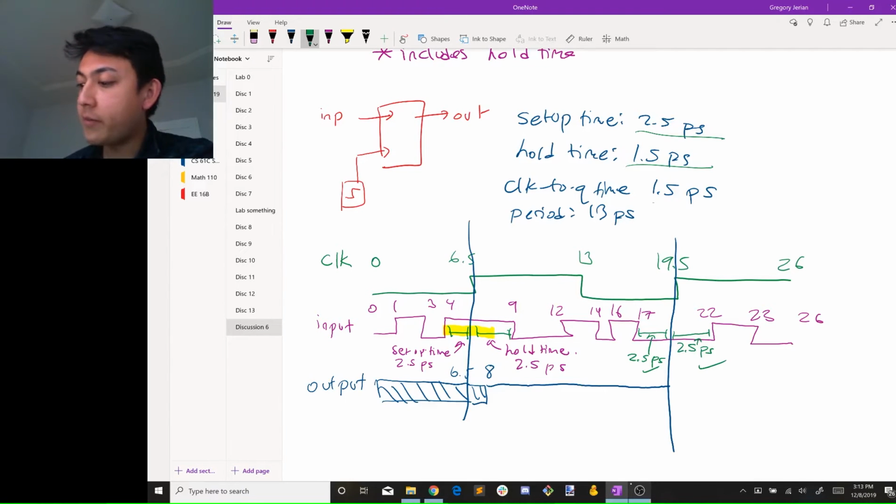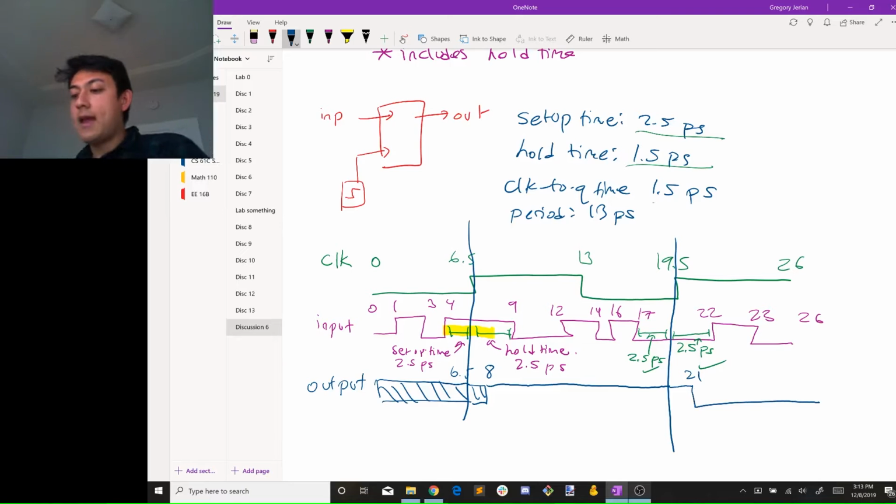So what that means is that now we can propagate this value over here, which is low, to the output. Do we propagate it now? No, because we have to wait for the clock to Q delay, and the clock to Q delay, once again, is 1.5. So we're going to go 1.5 after 19.5. That takes us to 21. And then we go to low, okay? And that is our output. Cool. So now I'm going to do 3.1, which involves doing this analysis on 2 more circuits.